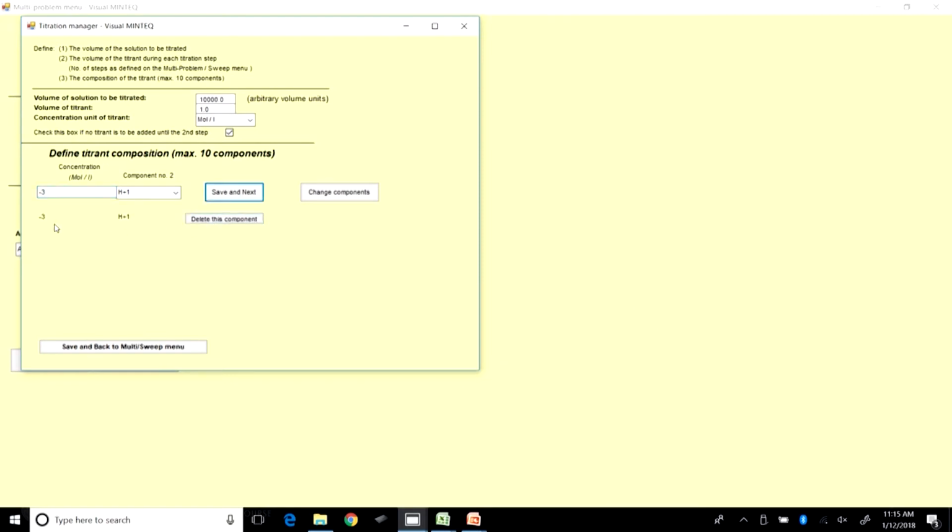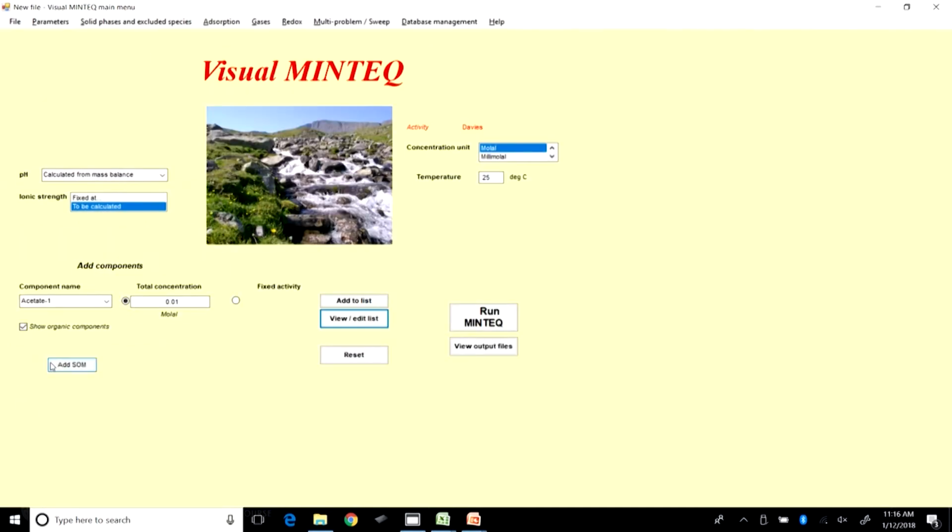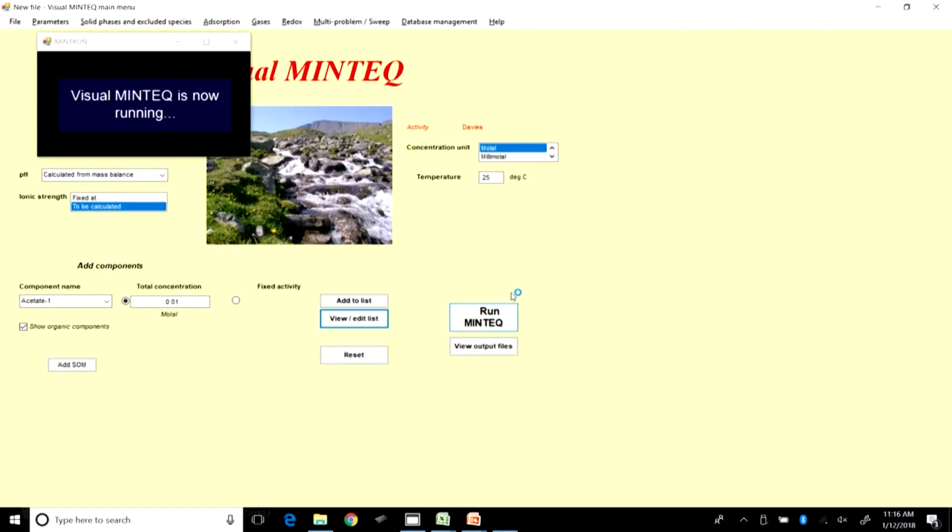So what does this mean? I am adding 3 moles per liter of a base. Minus indicates that it's a base, but obviously the components in VMINTEQ only have H plus, not OH minus. So again, save and back to the multi-sweep menu, and here 50 steps, so 50 steps of 1 unit each of the titrant, and pH is going to be my output. So save and back, and I am going to run VMINTEQ, right.